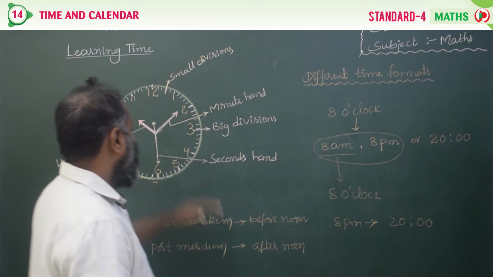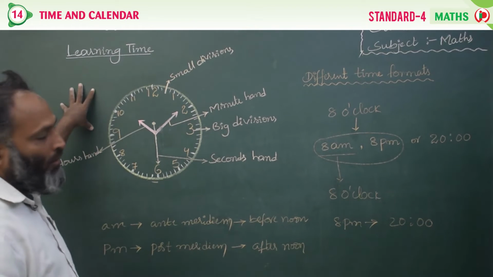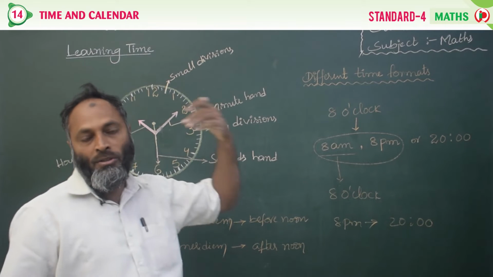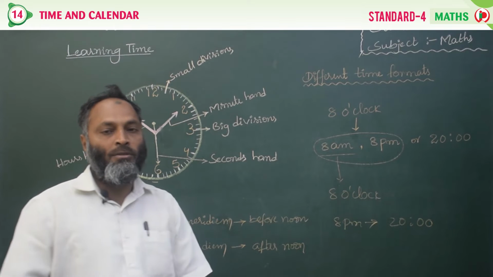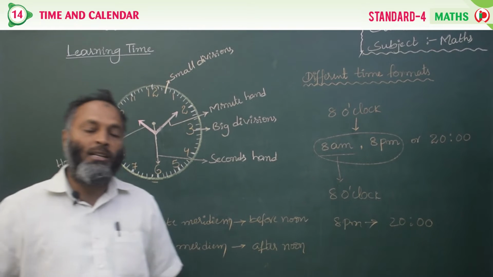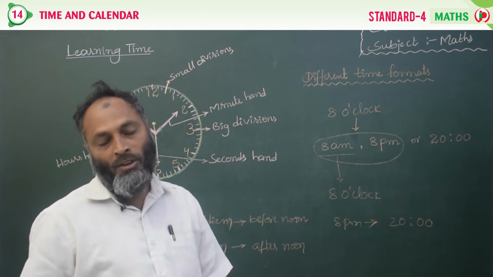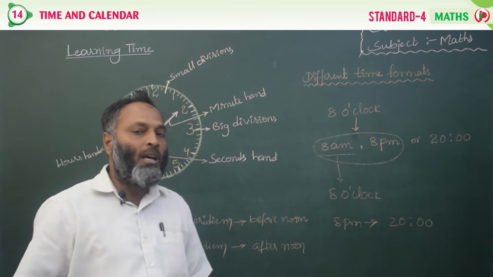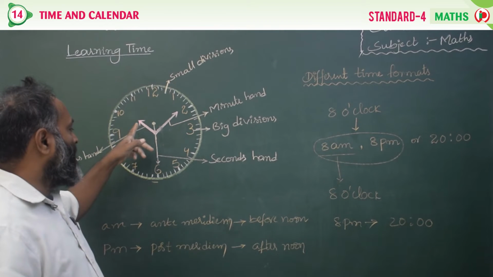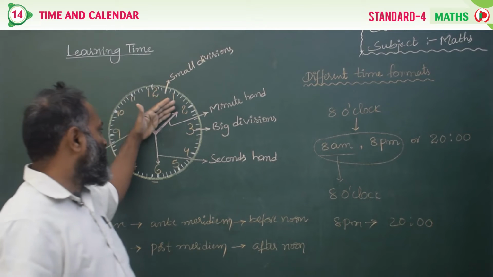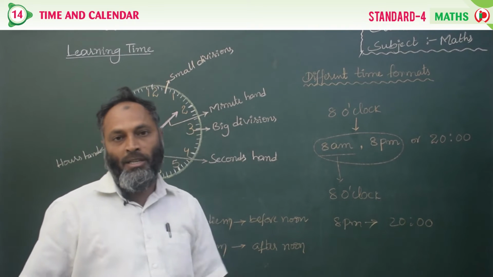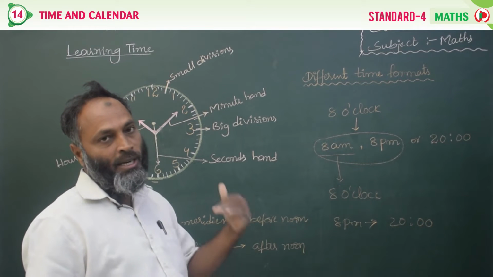Here we have a clock. This clock shows 12 hours format. Wall clocks and wristwatches are generally in 12 hours format. In this clock the short hand shows how many hours, and the long hand shows how many minutes.